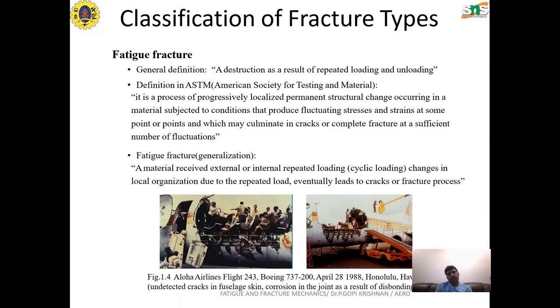So, if you want to take the generalized definition of a fatigue fracture, it can be termed as a material receiving external or internal repeated loading, that is, cyclic loading, and changes in local organization due to the repeated load eventually lead to cracks or the fracture process. The given pictures are a few examples of the fatigue fracture.